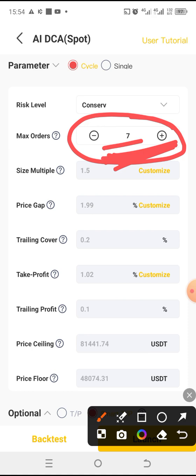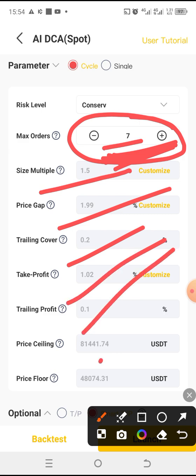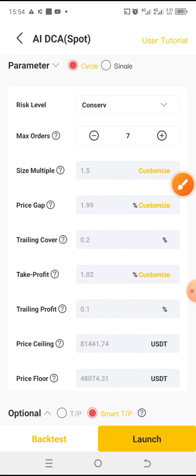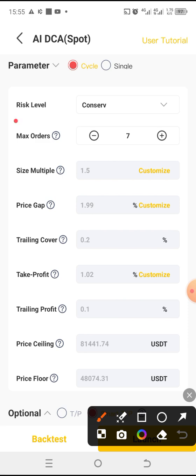What I'm saying here is just to show you the difference. There's going to be a complete, detailed training on that. As you can see, this is not highlighted. All these are not highlighted. The system sets it automatically. The only thing you can do is change the risk level.